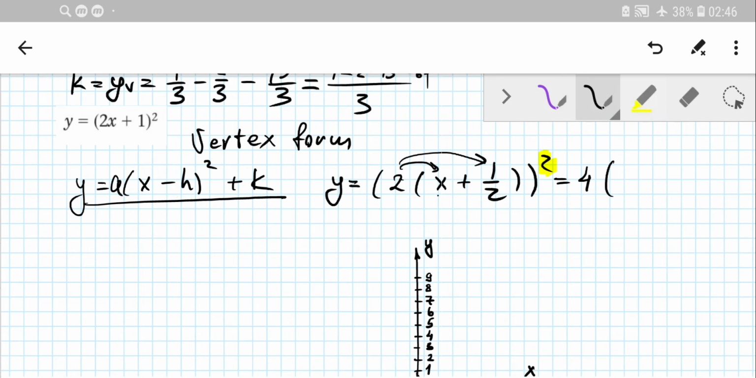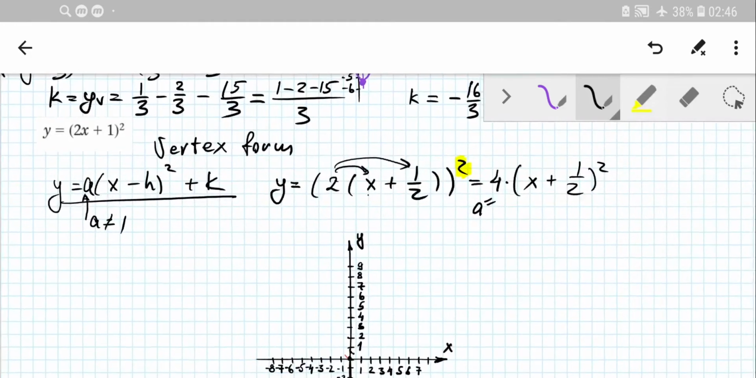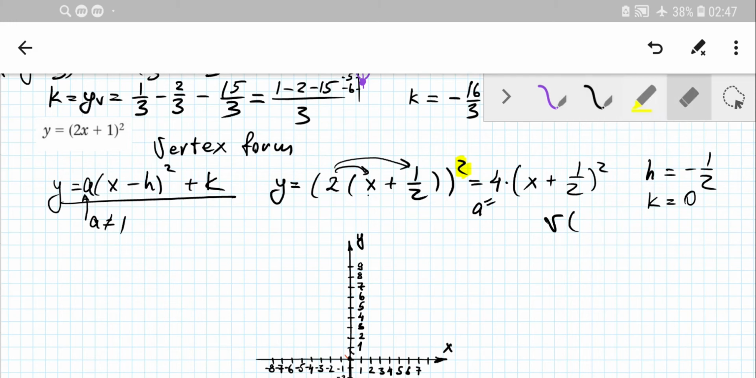So actually this is a, right? Normally if a is not equal to 1, we need to write clearly that this is some coefficient. In this case, a is simply 4. What's left in the brackets, we get x plus 1 over 2, which is squared. And now we've got the vertex form, from where h is simply negative 1 over 2 and k is simply 0 because the free coefficient is absent. Our parabola goes upwards, so make sure you understand that, and the vertex is simply negative 1 over 2 and 0.